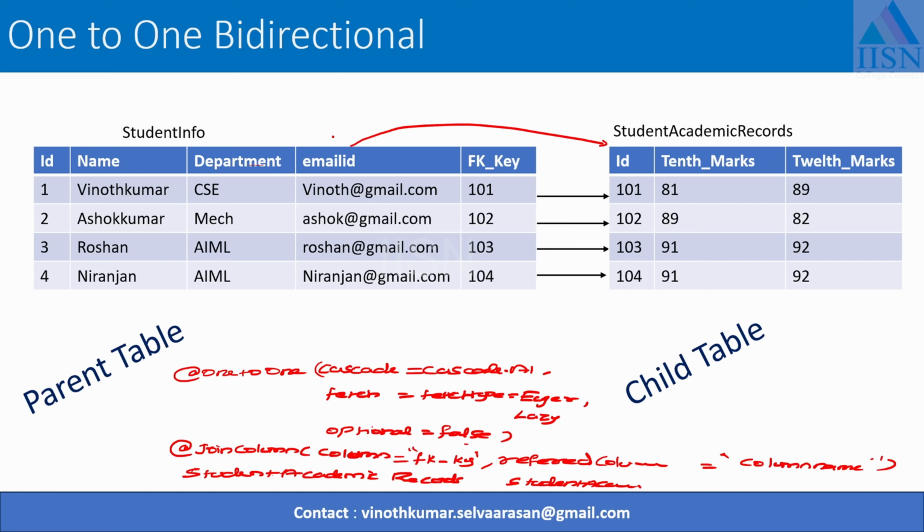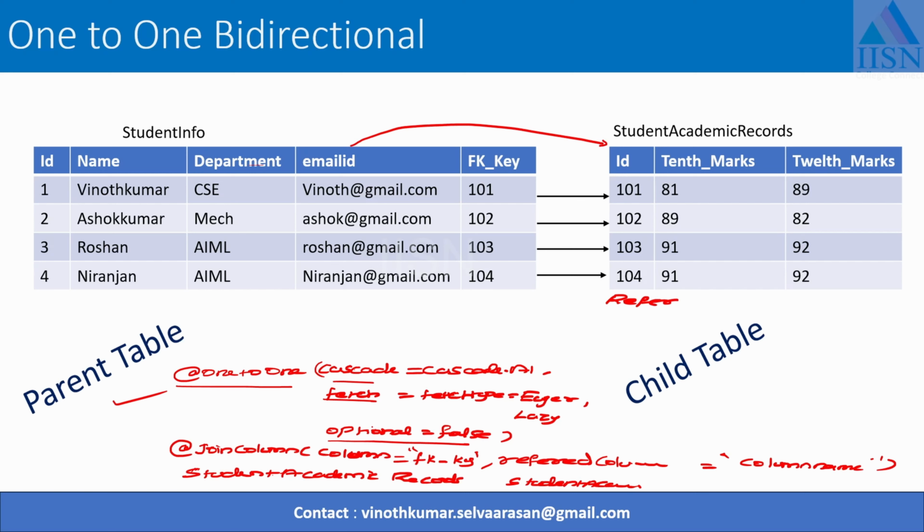Previously in unidirectional, we had the parent class. In the parent class, we have this annotation called @OneToOne with cascade and fetch, optional false. Everything I explained in the previous video, you can watch it: what the join column is and everything. We are going to have the same setup on the parent table. The new setup goes on the child table, that is, the reference table.